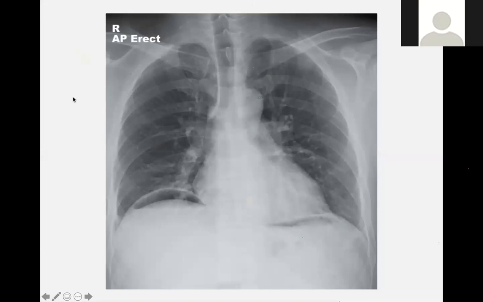Let's start with A. First, anterior posterior. Unidentified patient. Rotation a little to the right. Penetration looks okay. We can see the vertebrae throughout.